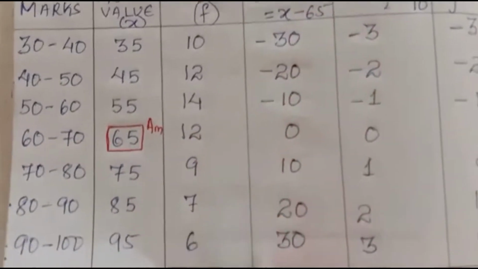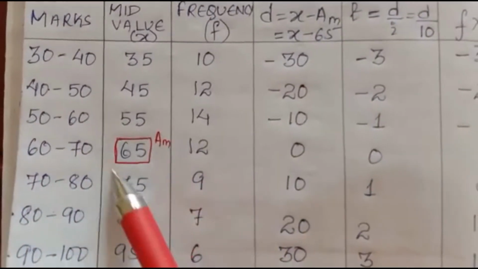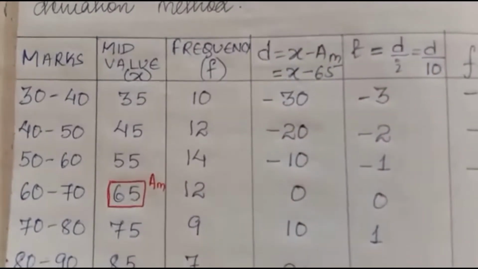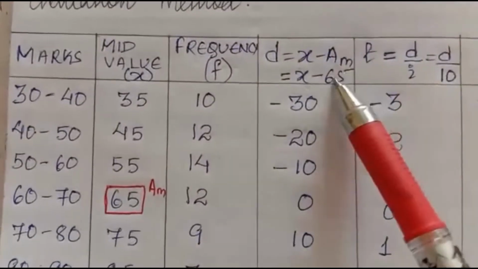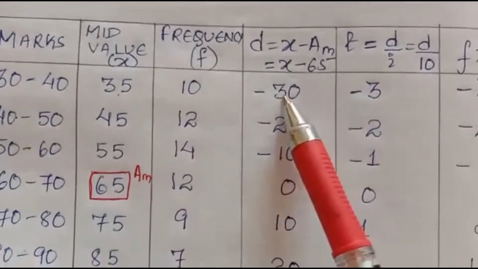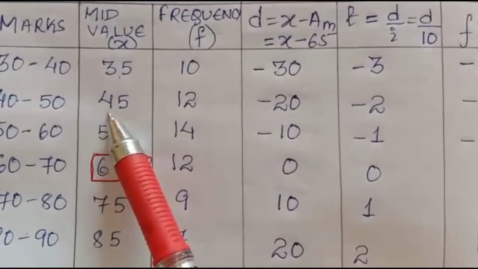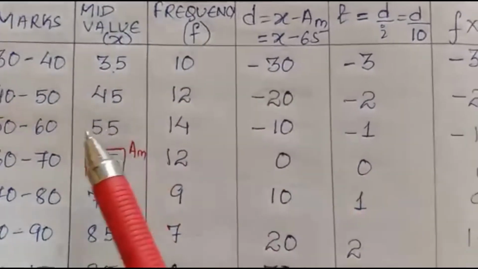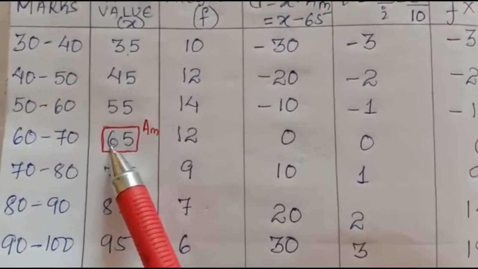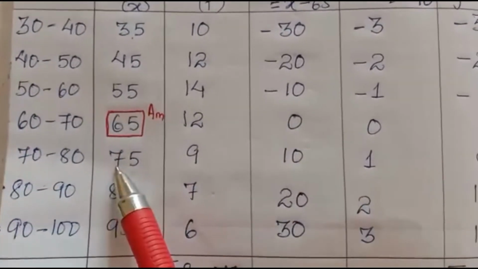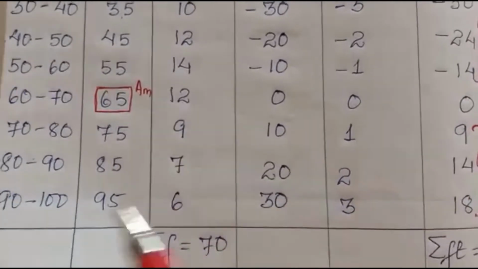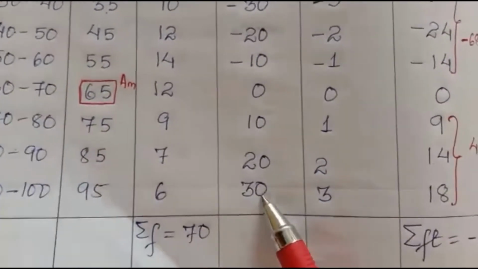So frequency is already given. This value in the middle is the assumed mean. D is deviation, and you know how to find D. Assumed mean is 65. So 35 minus 65 is minus 30, 45 minus 65 is minus 20, 55 minus 65 is minus 10, 65 minus 65 is 0, 75 minus 65 is 10, 85 minus 65 is 20, 95 minus 65 is 30.